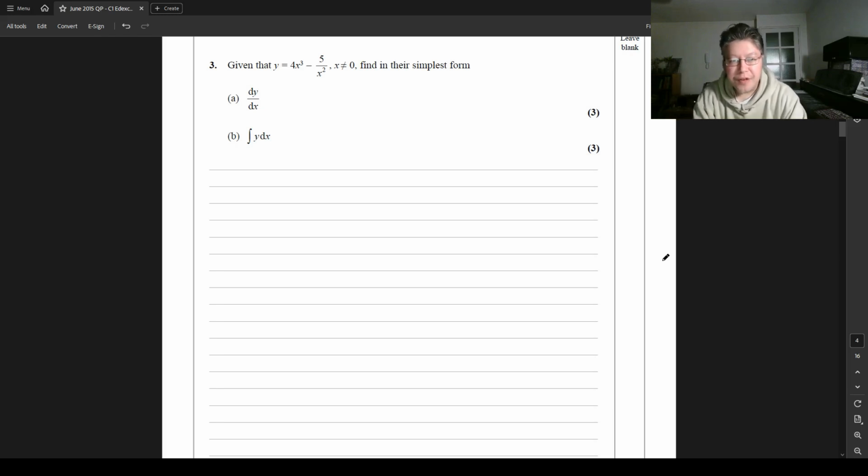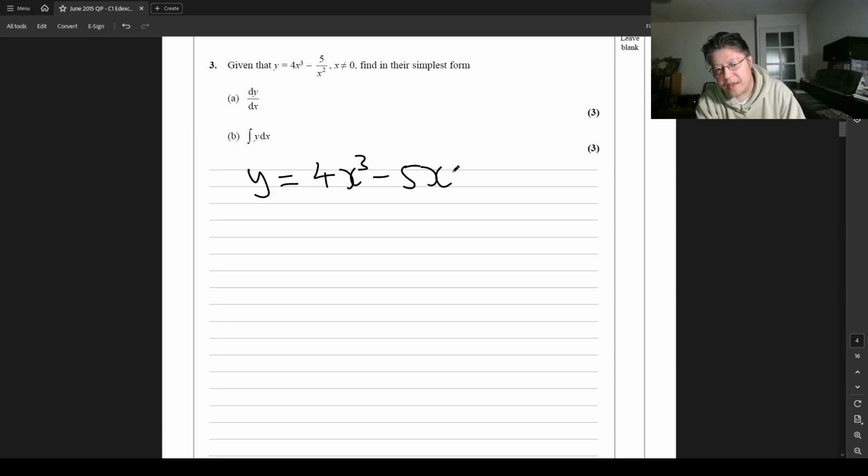Okay, so question number 3, and this we're given a polynomial y equals 4x cubed minus 5 over x squared, and we need to differentiate it and also integrate it. So the first step is that we're going to rewrite this without the fraction. We're going to get negative indices instead. So if I rewrite that, we get y equals 4x cubed minus 5x to the minus 2.